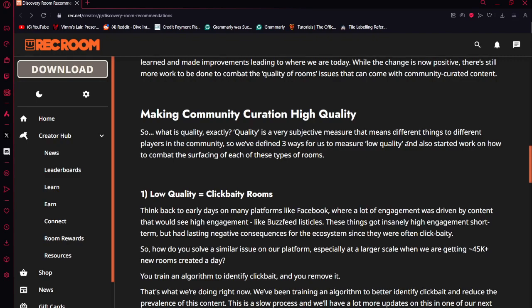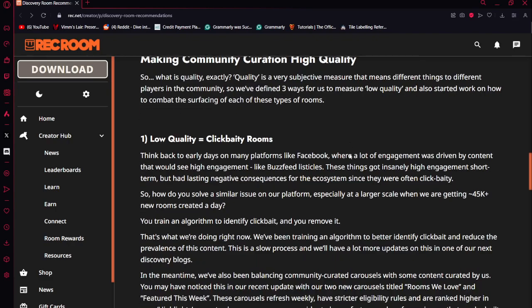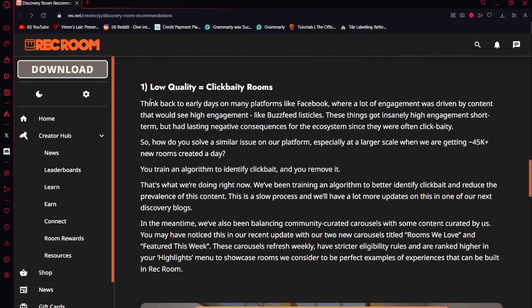Quality is a very subjective term that means different things to everyone. So, they define 3 ways to measure low quality rooms. Let's see what they think. Low quality equals clickbaity rooms. Think back to the early days, like platforms where a lot of engagement was driven by content that would see high engagement, like BuzzFeed. Okay. Insanely high engagement short term, but had lasting negative consequences for the ecosystem.